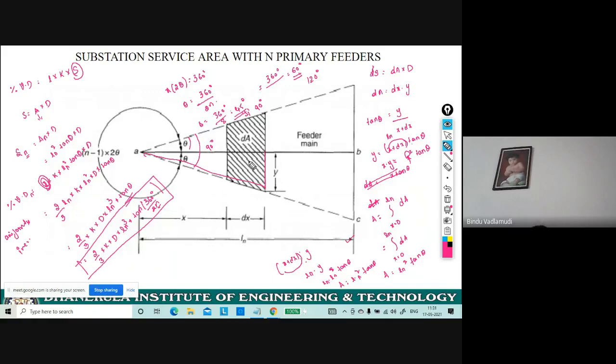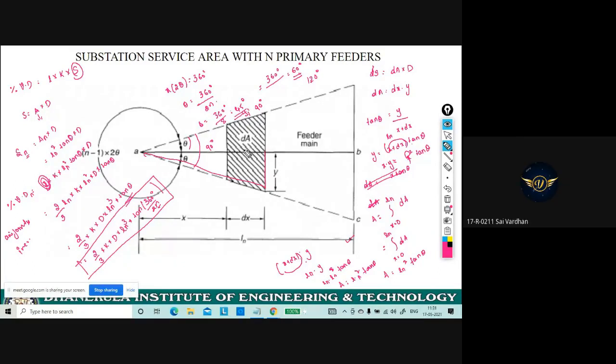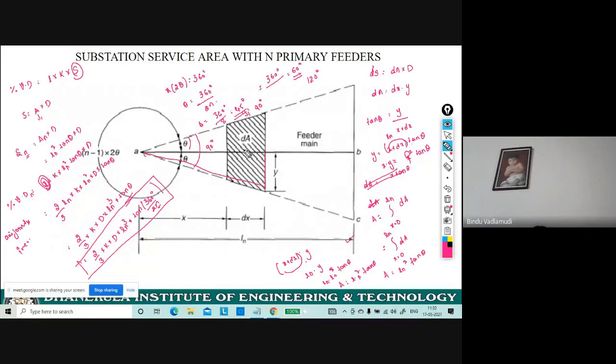Do you understand the point? So if you calculate the rating for n number of primary feeders, it is applicable to all types of arrangements. Is it clear? Did all of you understand this point? Please respond. Okay, we'll continue in the next class and we'll wind up this class.